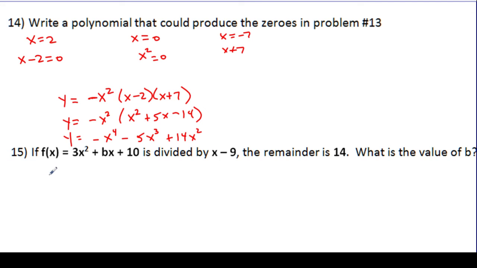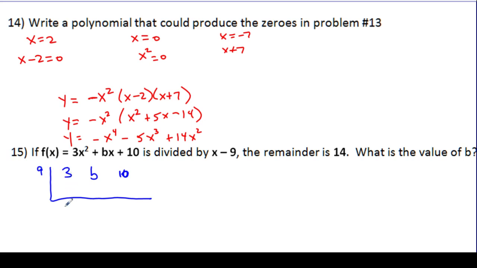One of them is we could do synthetic division. So let's do that. If I was dividing x minus 9 into this expression, that's what they're asking us to do. Let's do it. I could just put my 9 on the outside. Remember, when it's a factor, we have to actually set it equal to 0 and solve. So I solved it and got a 9. I'm going to say 3, b, and 10 are my 3 coefficients. So we're going to go through and do synthetic division the good old-fashioned way.